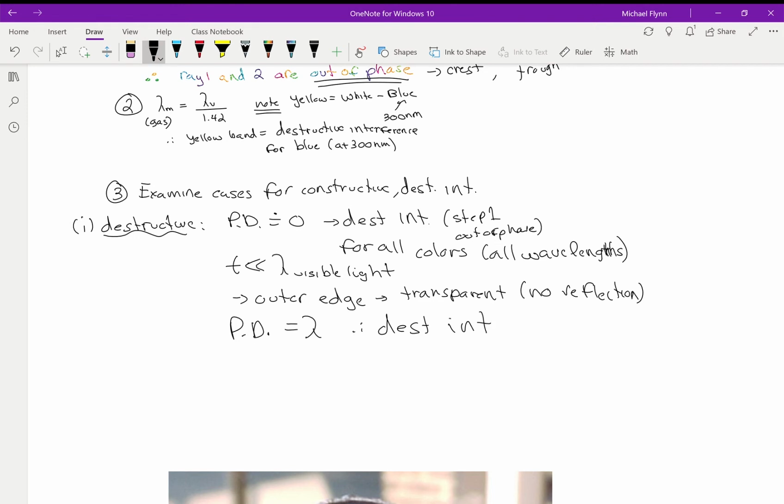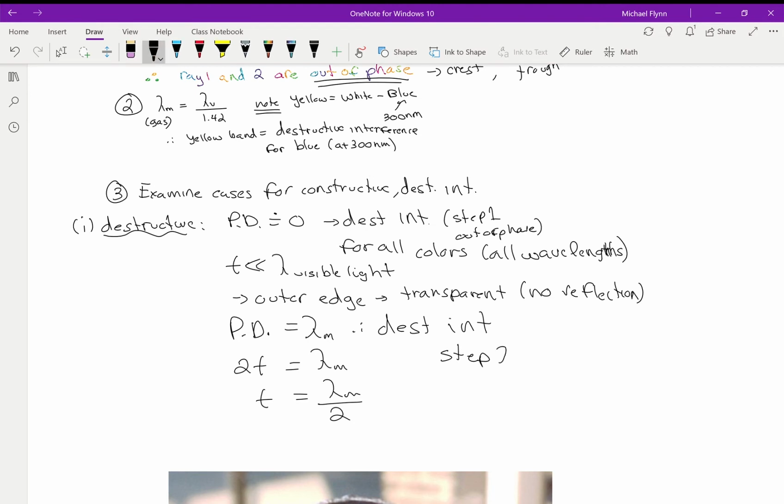Okay, now what we're going to do is solve this case. 2t equals the wavelength. So how thick is the film? Well, it would equal the wavelength divided by 2. Now here's the thing. We need to use the wavelength in the medium. So this is while it's in the medium, and that factors in the differences in speed. So we did step 2.